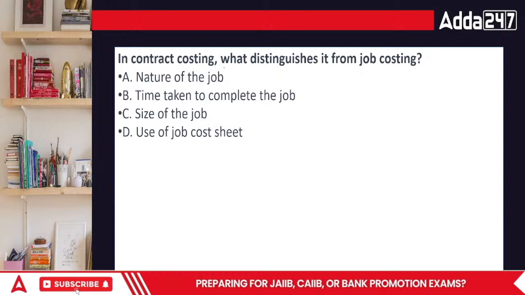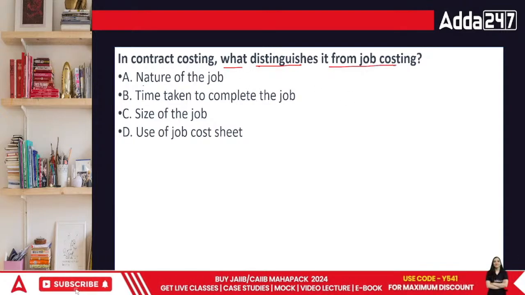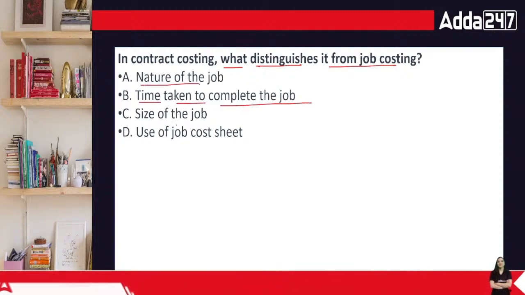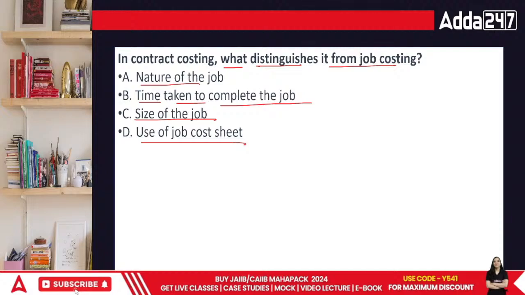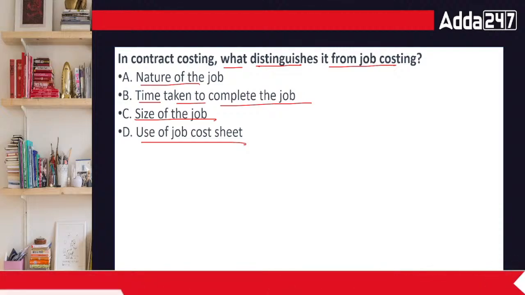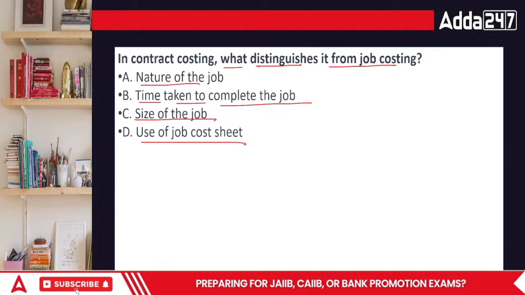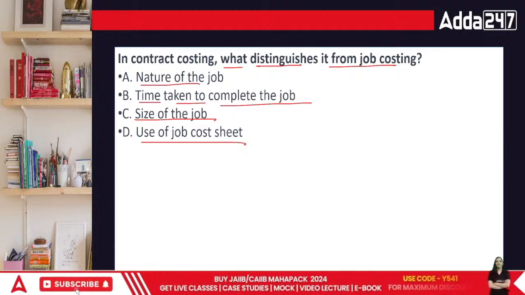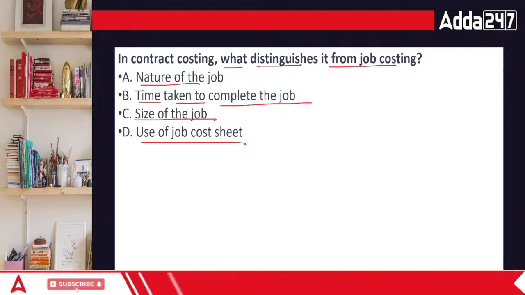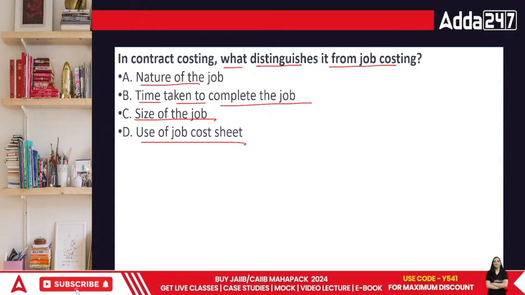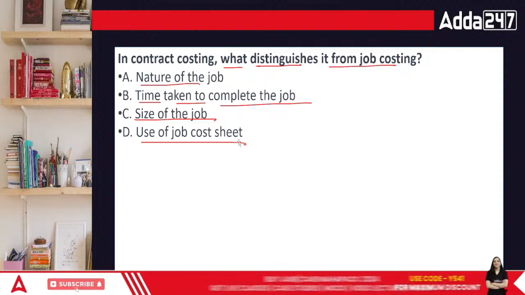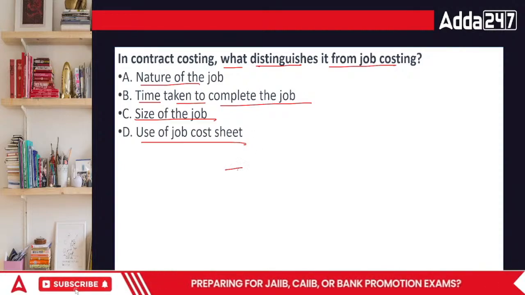In contract costing, what distinguishes it from the job costing? Nature of job, time taken to complete the job, size of the job, or use of job cost sheet, everyone. What's going to be the answer? Time taken to complete the job, size of the job, name of the job, or use of job cost sheet. Contract costing, what distinguishes it from job costing? Contract costing is also a terminal costing, but there is one particular point where both of these are equal, and the point is terminal costing. Both of these costs actually terminate.